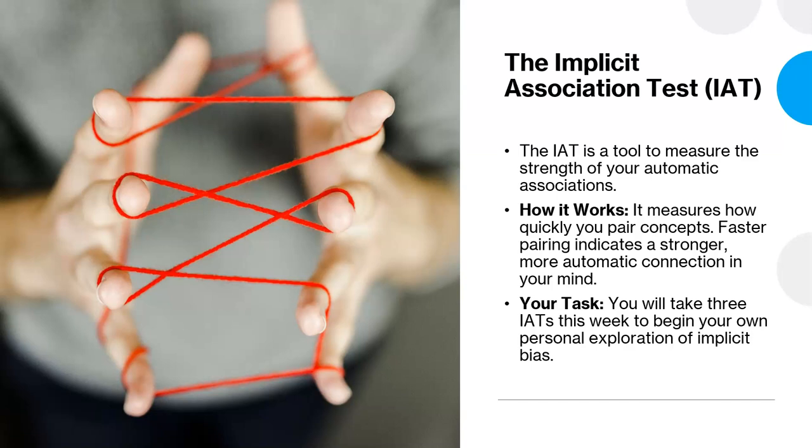For example, it might ask you to quickly sort images of faces and words into different categories. The test measures the speed of your responses. If you're faster at pairing a certain group with a positive word, it can indicate a stronger, more automatic connection in your mind. So this week, you're going to be taking 3 different IATs as part of this module.